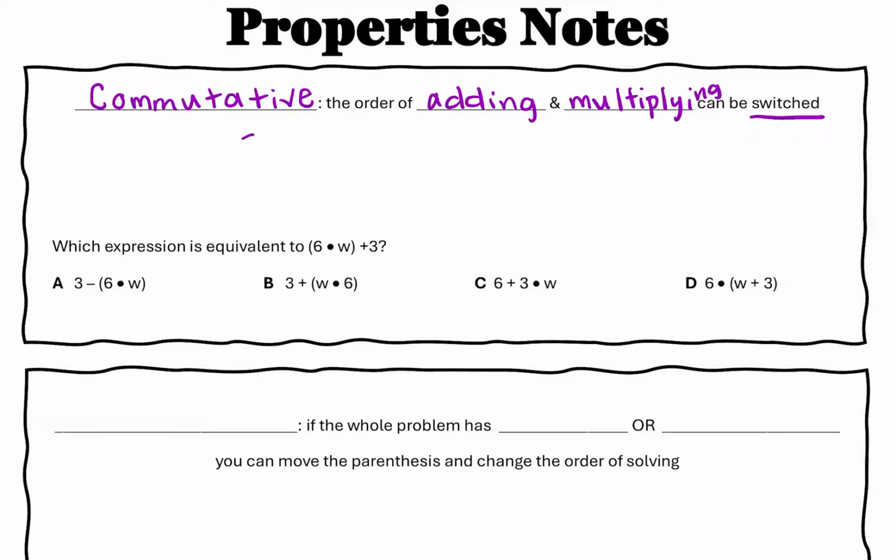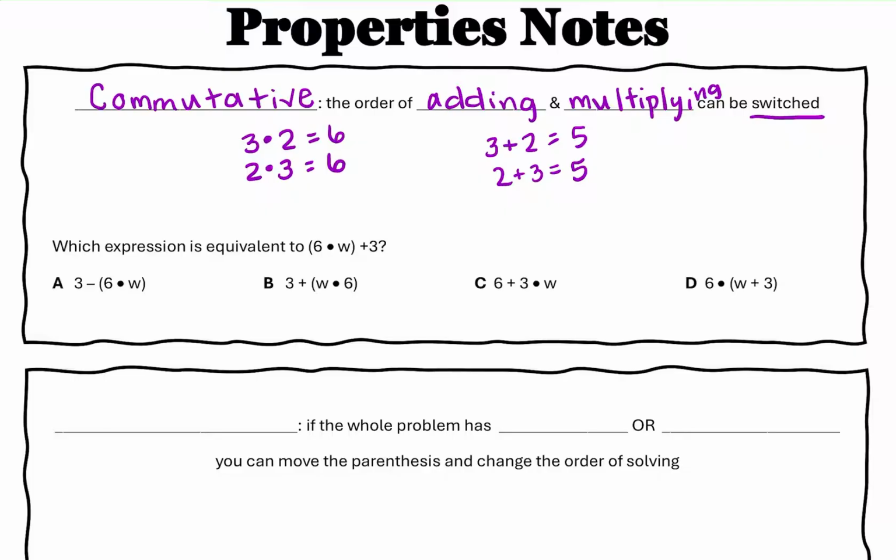An example of that would be 3 times 2. What's 3 times 2? It is 6. If I switch that, what's 2 times 3? It's still 6. When I say community, I mean the people around you, so if we can switch, then we're good. 3 times 2 is the same as 2 times 3. Same with adding. What's 3 plus 2? 5. What's 2 plus 3? Still 5. So you can switch the order of adding and multiplying.